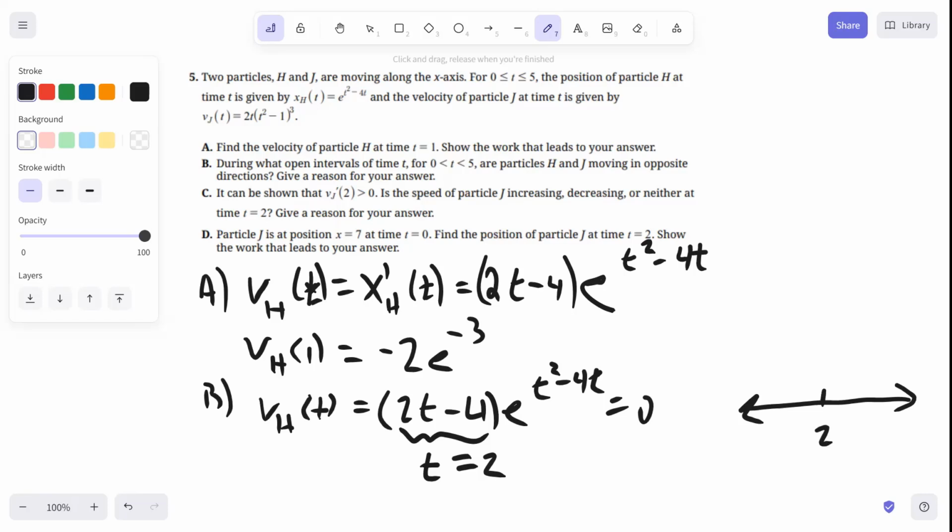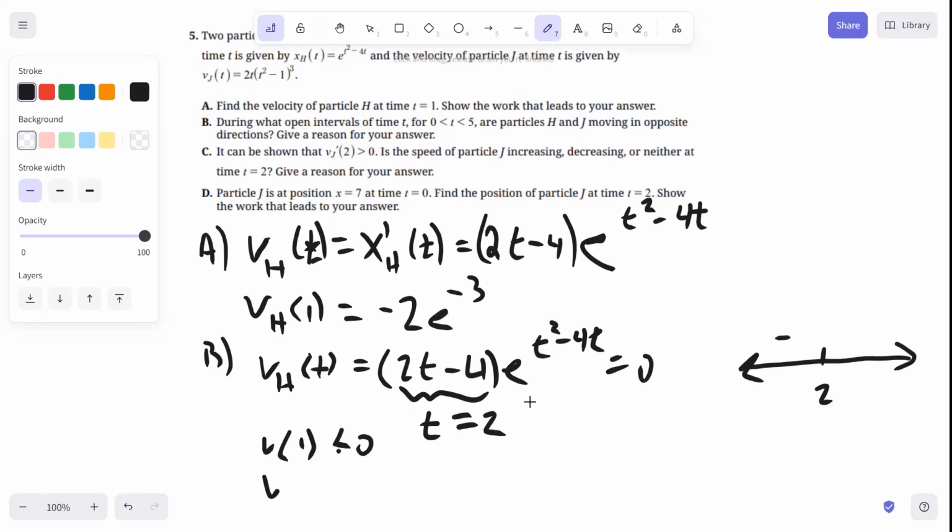So at t equals 2, if we do v of 1, plugging in 1, you have 2 times 1 minus 4, which is going to be a negative. E to the, it doesn't matter what the power is, the e is always going to be positive. So this is going to be less than 0. And then v of 3, if you plug 3 in, you would have a positive times the e, which is going to be positive. So we know that particle H is moving to the left between 0 and 2 and to the right from 2 to 5.